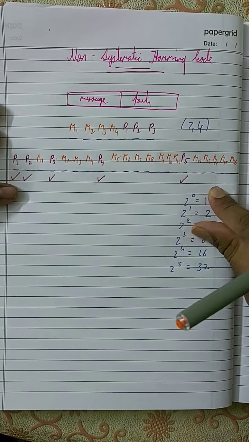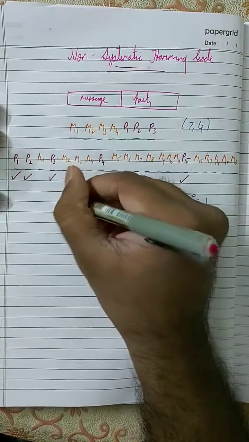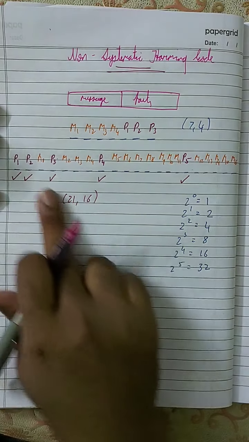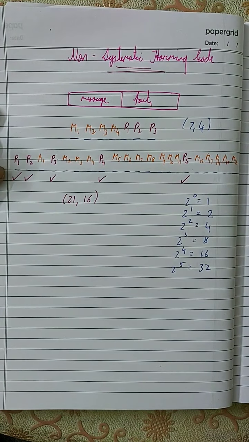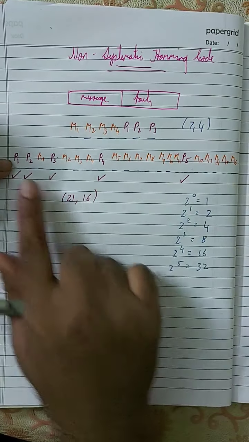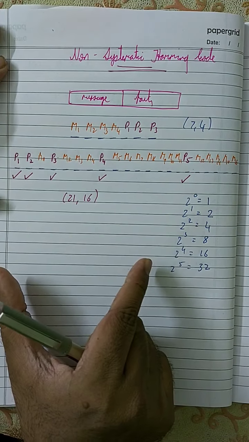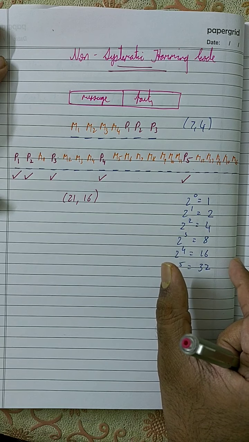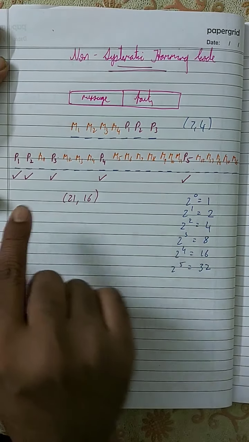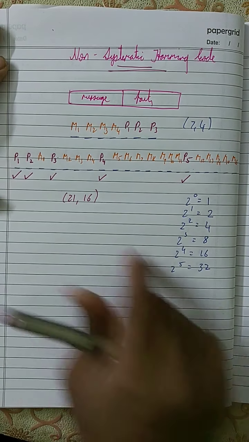This is called a (21,16) Hamming code, because it has 16 message bits and 5 parity bits. If you have the first 16 as your message bits and the remaining 5 bits as your parity bits, then that is a systematic Hamming code. But in non-systematic Hamming code, the parity bits are at the positions that are powers of 2. So that is the first position.